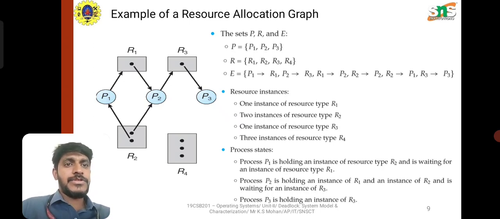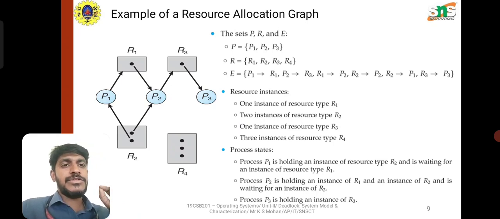So in the final graph, P1 will allocate the resource R1, P2 will allocate the resource R3, and R1 has the resource allocated to P2 and R3 allocated to P3. For example, here R2 is allocated to P2, and R2 is also allocated to process 1, and R3 is allocated to P3.